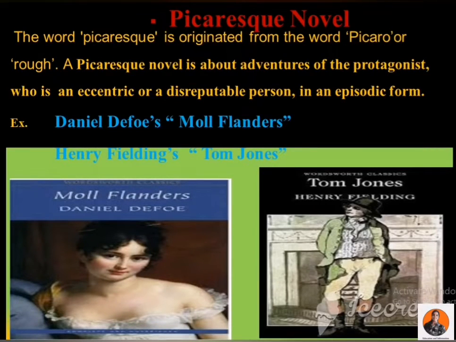Next type, the picaresque novel. The word picaresque originated from the word picaro, meaning rogue. A picaresque is a novel about the adventures of a protagonist who is an eccentric or disreputable person, in an episodic form. For example, Daniel Defoe's Moll Flanders and Henry Fielding's Tom Jones. These are the novels widely known as picaresque novels.